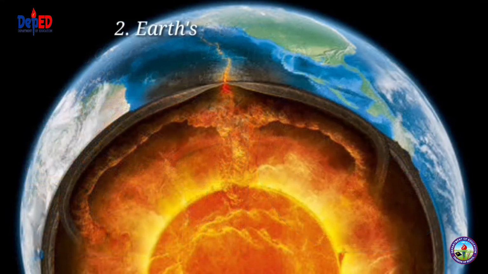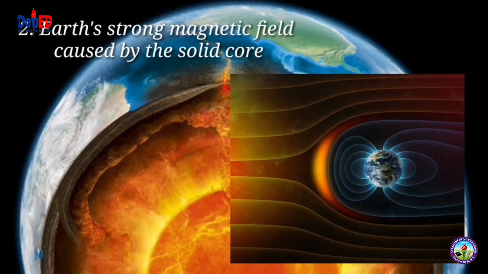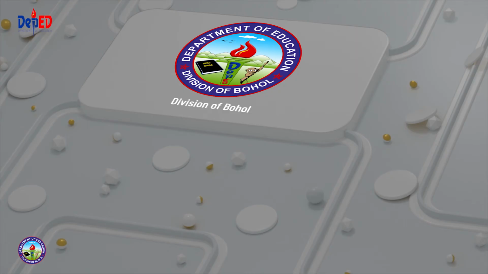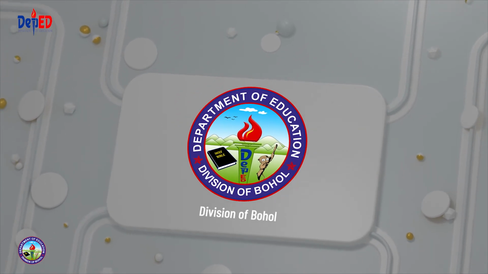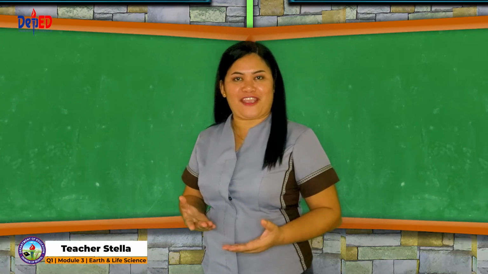Number 2, Earth's strong magnetic field caused by the solid core. The Earth's unique, strong, enduring interior heat flow enables it to have both a solid inner core and a liquid outer core, and this creates the magnetic field that shields Earth's surface life from deadly radiation flowing in from the sun. And that's all about the heat of the interior of the Earth.